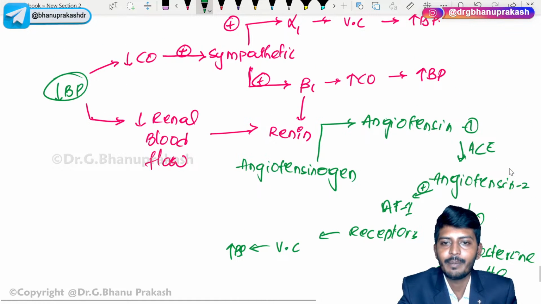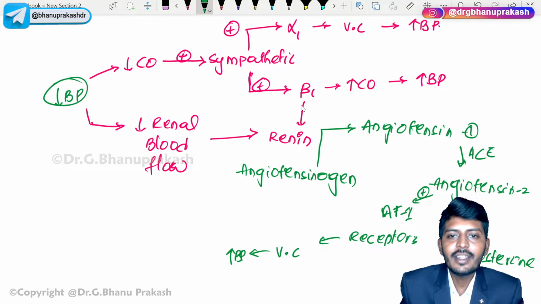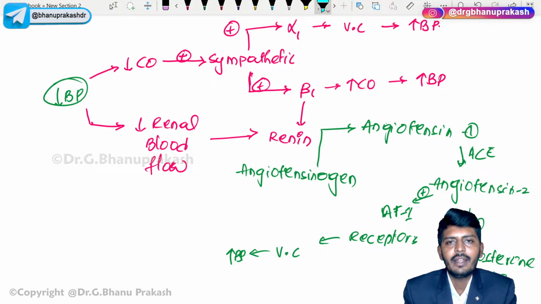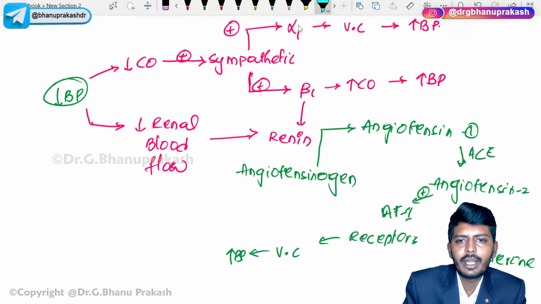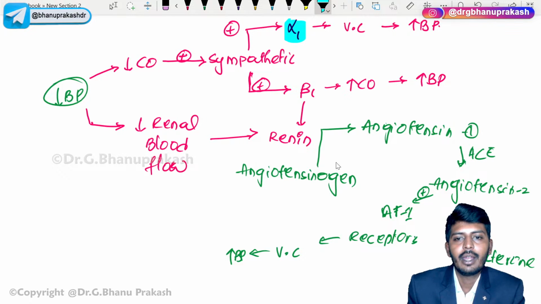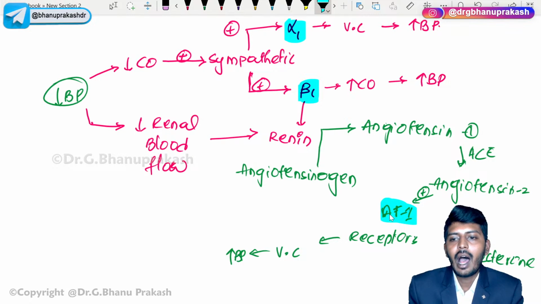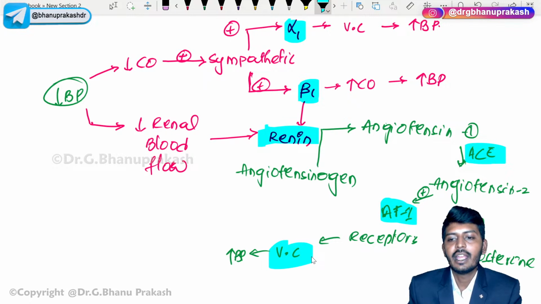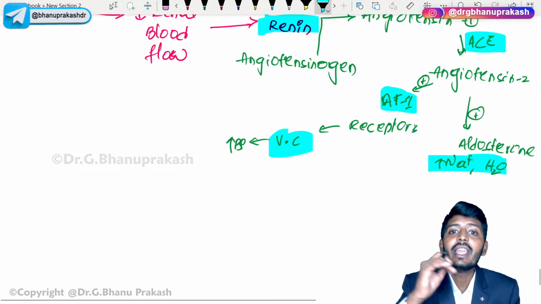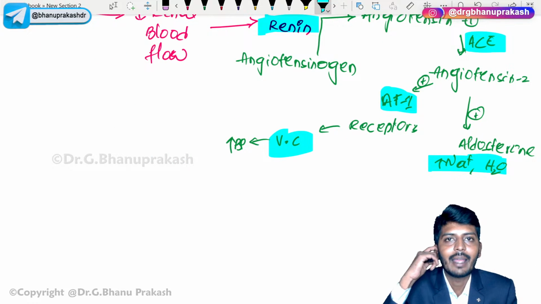So why must one know this? Just imagine, if you want to treat somebody with hypertension, simply block the alpha 1 receptor, or block the beta 1 receptor, or block the AT1 receptor, or block ACE, or block renin, or you can block vasoconstriction. You can cause the sodium and water to go out of the body. You can do any of these things and treat the hypertension.